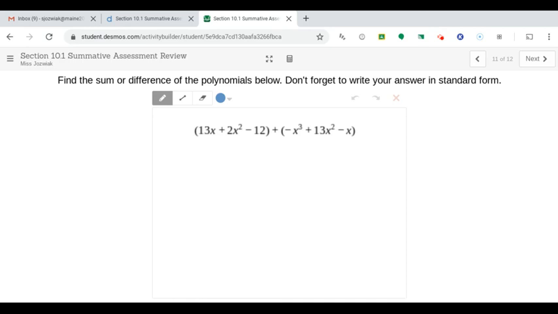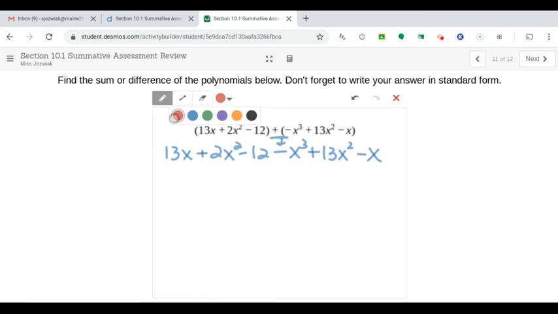Here we've got another addition problem, so we can just drop the parentheses. So it's 13x plus 2x squared minus 12 minus x cubed plus 13x squared minus x. We don't have to write this plus a negative right here. We can just make it into a minus sign right there. And now we just need to combine like terms.